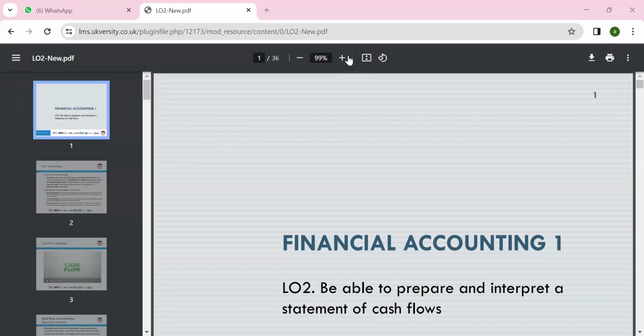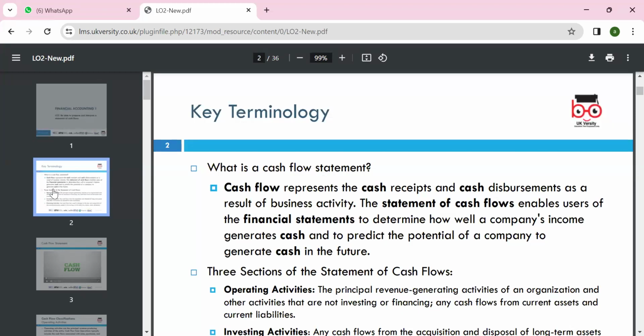Being able to prepare and interpret the cash flow will be the key in our lesson today. So what is the cash flow? The cash flow statement represents the cash receipts and the cash disbursements, which means the cash payments, as a result of the business activity. The statement of cash flow is very crucial. We can say cash flow is the lifeblood of any business. Without it, it's very difficult to sustain. The financial statement shows how well the company's income generates cash, and helps predict the cash outflow. Please think about it for 5 minutes and look at the cash flow of a chosen company, any company of your choice.